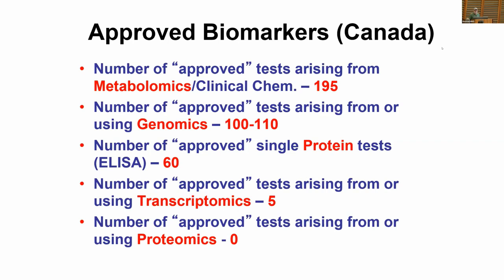If you look at the protein tests, most of them that are approved are ELISA-based. So those are antibodies, so there's about 60. In terms of the number of approved transcriptomics markers, there's 5. And in terms of the number of tests approved using mass spec proteomics, it's 0.